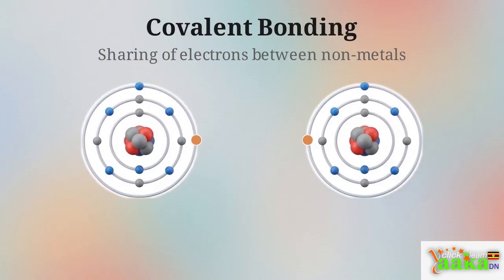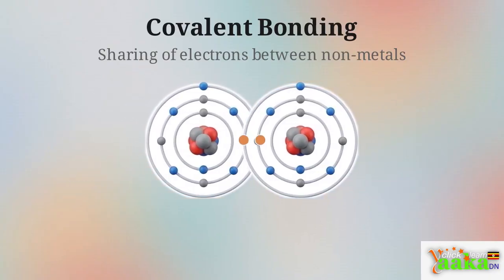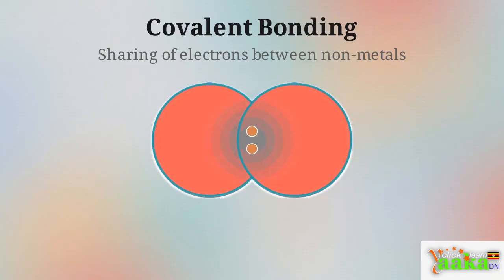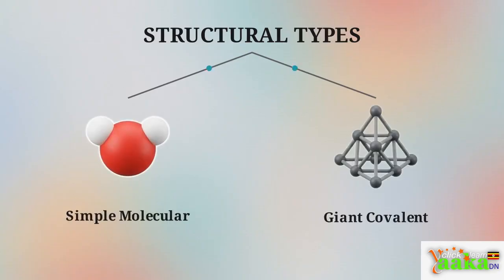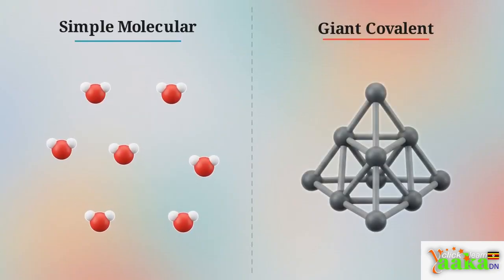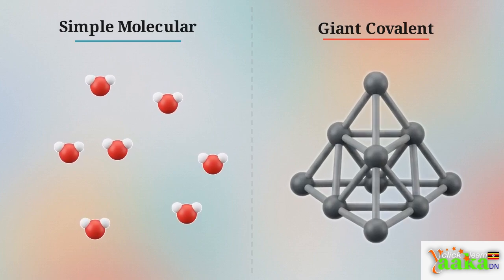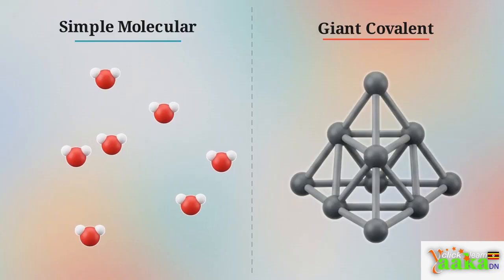Our second model is covalent bonding. Here, we see 2 nonmetal atoms moving close together. Instead of transferring electrons, their outer shells overlap to share a pair of electrons, stabilizing them. But covalent bonds create 2 completely distinct macrostructures. On the left, we have a simple molecular structure, like a small cluster of water molecules. On the right, a giant covalent structure, like the massive continuous network of carbon atoms in a diamond.